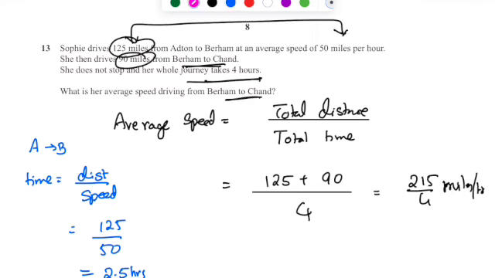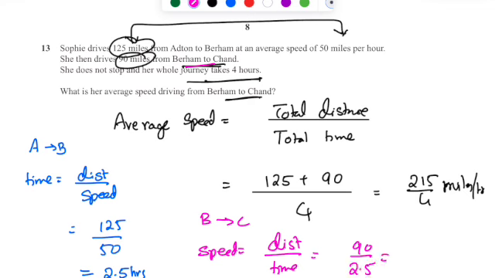Now for B to C, I want the speed. Speed equals distance by time. The distance was 90, divided by 2.5. So I have to find that. 90 divided by 2.5 is 90 times 2 by 5, which is nothing but 36 miles per hour.